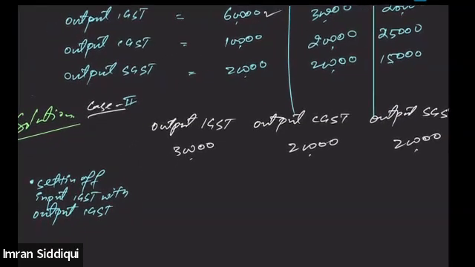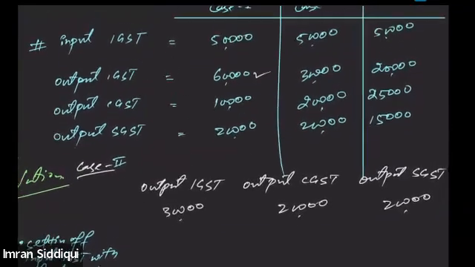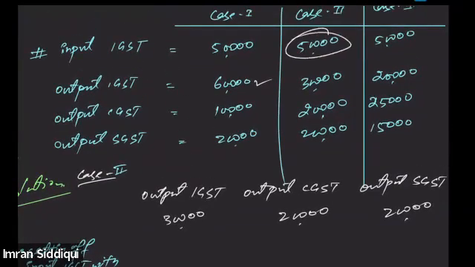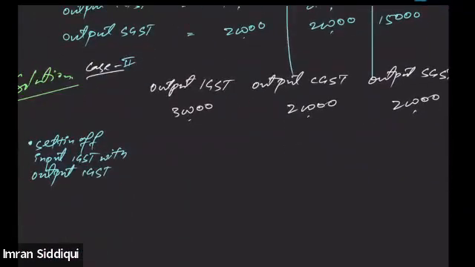Now, first of all, when we have to set off the input IGST, we'll first adjust the input IGST with the output IGST. So how much IGST have we paid this time? In case two, we paid 50,000. All these values will be in negative. These are all debit, indicating the debit balances. This is debit balance. Now 50,000 we had paid at the time of purchase.